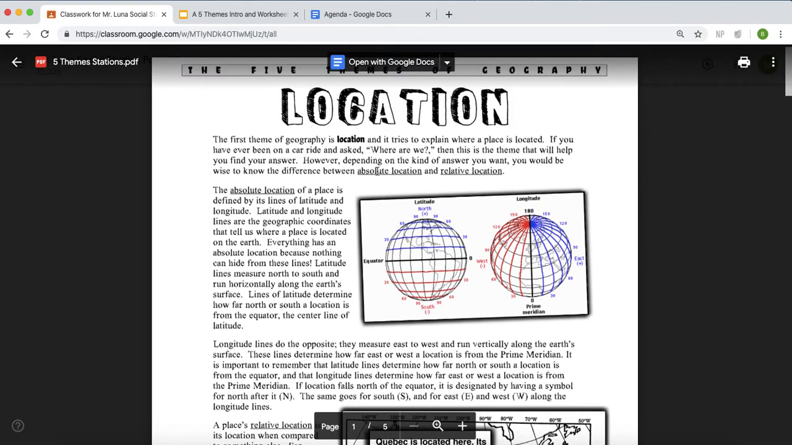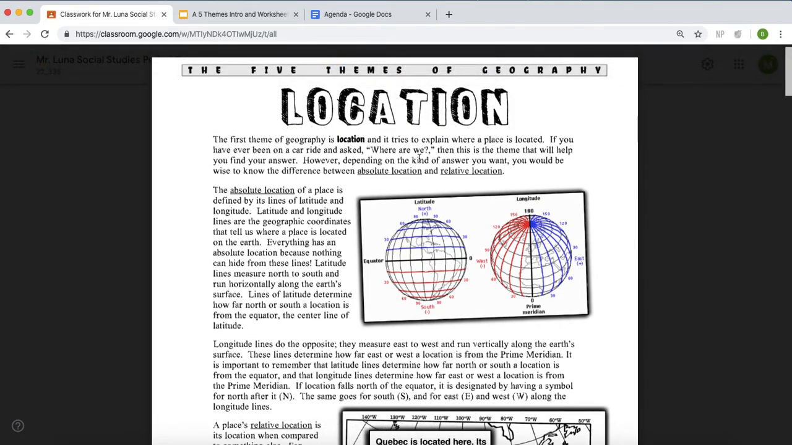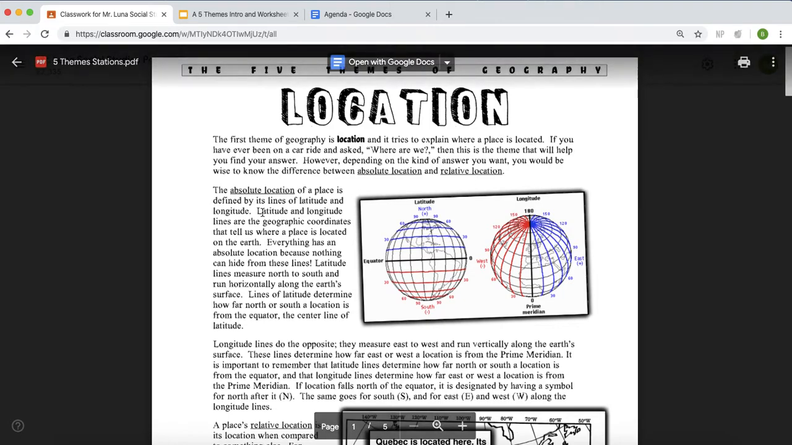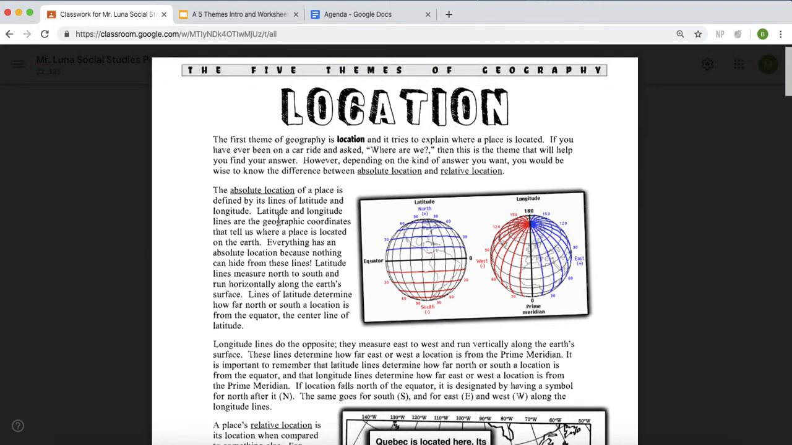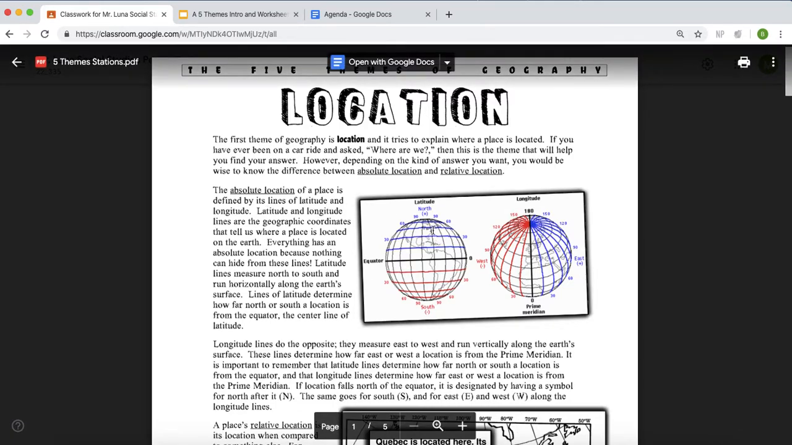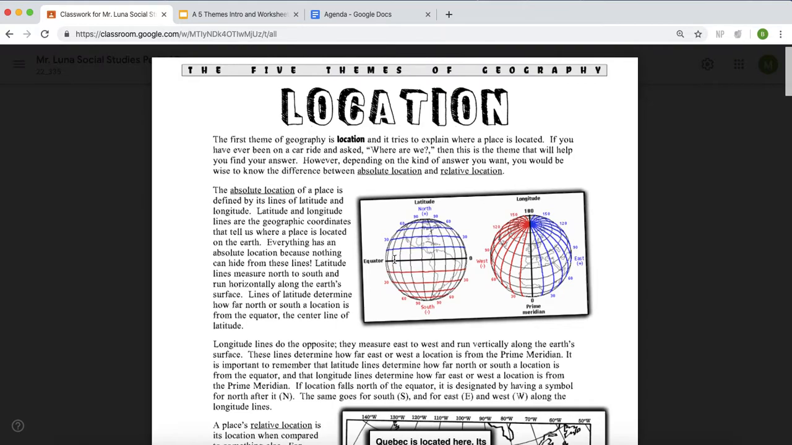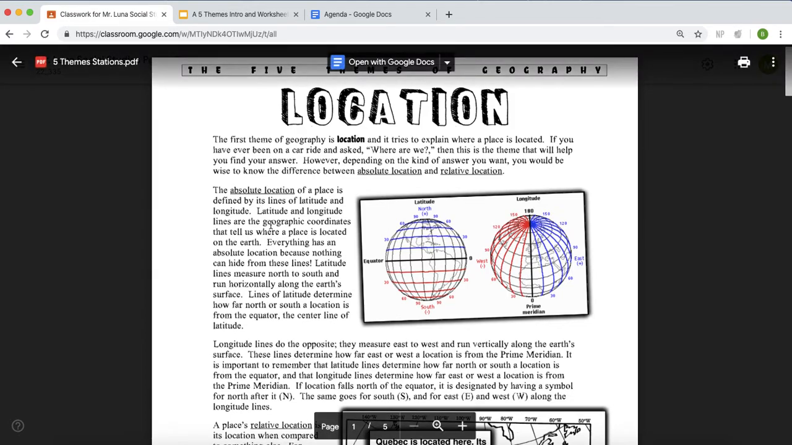Remember, for location, you need to know the absolute location and relative location, okay? Absolute location means exactly where it's located on the Earth. As to latitude and longitude, latitude is talking about from the equator and how many degrees up north and how many degrees down south. Longitude is from the prime meridian. It goes from east to west. Okay, that is absolute location.